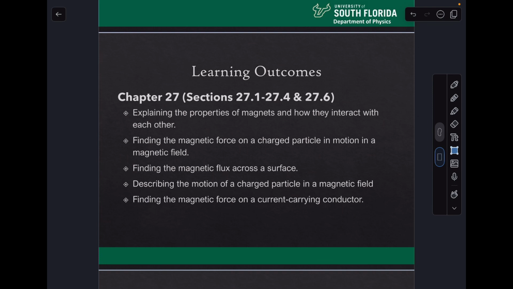And then describe the motion of charged particles in a magnetic field and find the magnetic force on a conductor, right? So in the first part, we're going to just talk about finding forces on charged particles, and then eventually, instead of talking about just a single particle, we're going to talk about basically a current-carrying wire, okay, and the force on an entire wire.